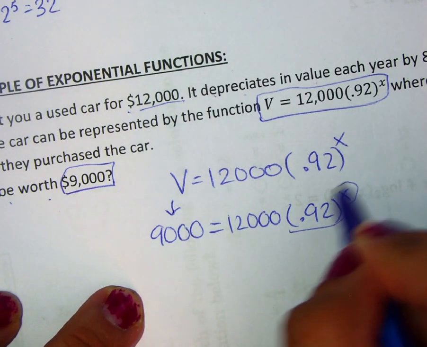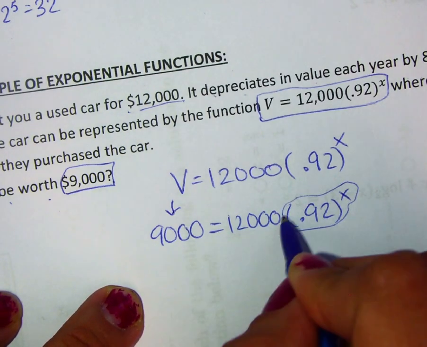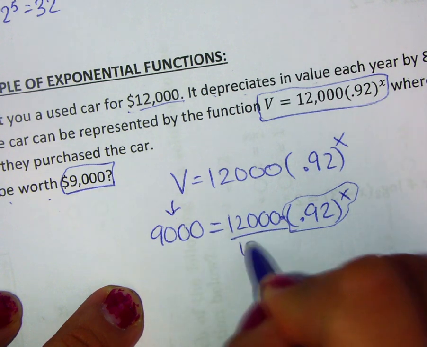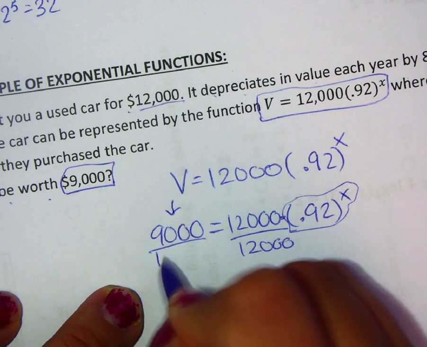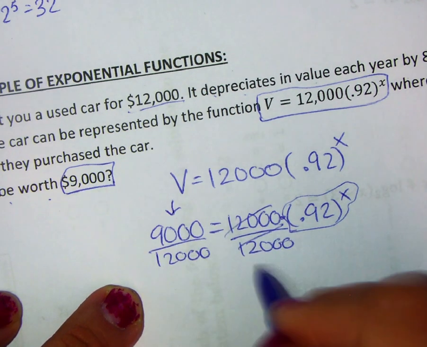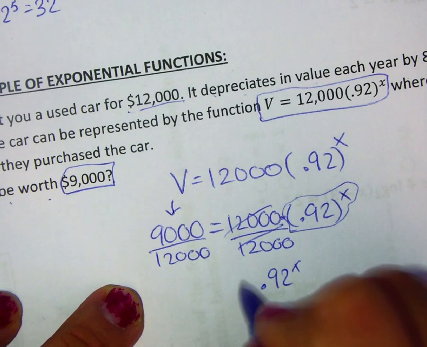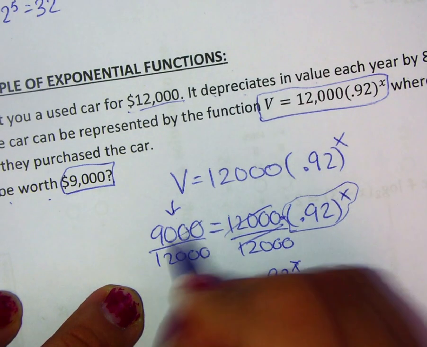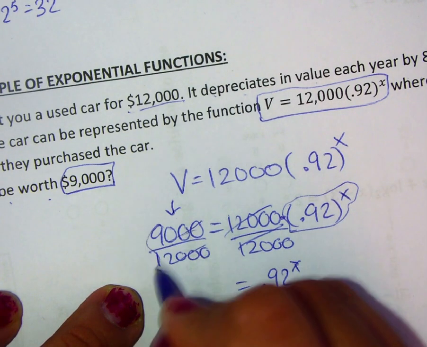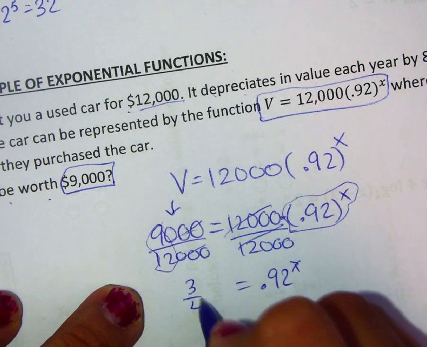This right here is connected, so we want to get rid of the coefficient of 12,000. We divide by 12,000. And then we end up with these zeros being canceled, and then 9 divided by 12 is 3/4.